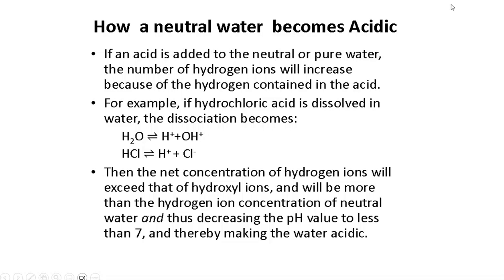How a neutral water becomes acidic. If an acid is added to neutral or pure water, the number of hydrogen ions will increase because of the hydrogen content in the acid. For example, if hydrochloric acid is dissolved in water, H2O will break into hydrogen and OH ions, and HCl will break into hydrogen and chlorine ions. Then the net concentration of hydrogen ions will exceed that of hydroxyl ions and will be more than the hydrogen ion concentration of neutral water, thus decreasing the pH value to less than 7, and thereby making the water acidic.